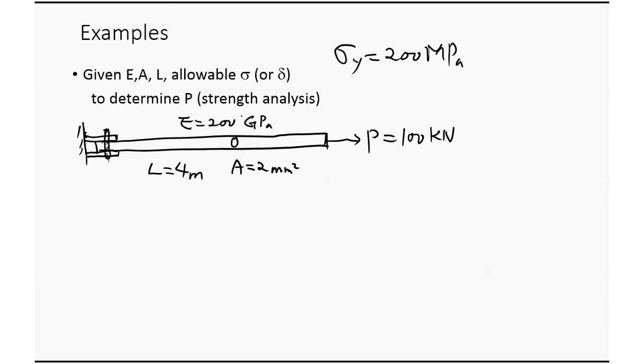I want to find out, when applying this load, 100 kilonewton, to this bar, is it safe enough? Let's say I want the safety factor n equals 2. And I want to find out how much elongation. Basically, when I apply this load, how much elongation, and whether it's safe.